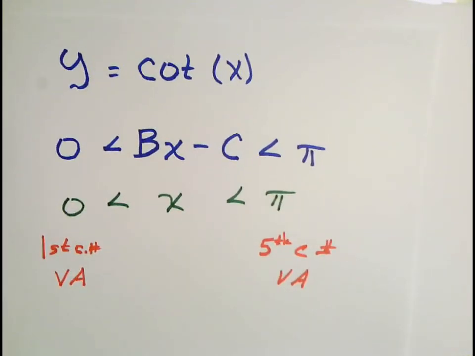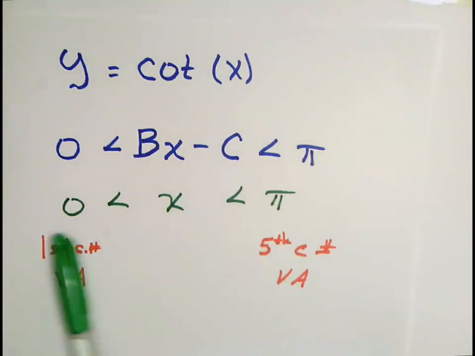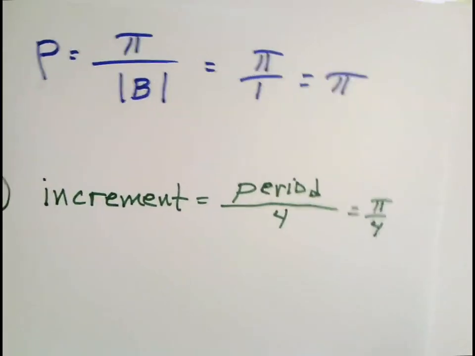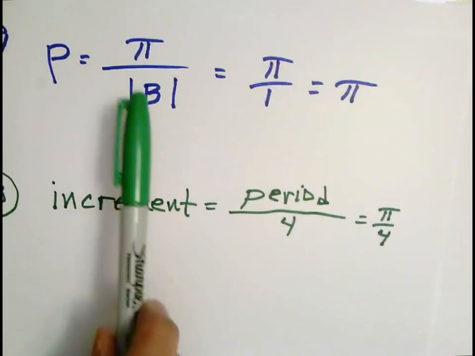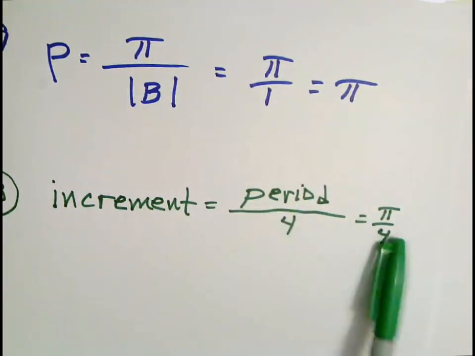So we're going to start off with y equals cotan of x. We only have the x, so we don't have to solve anything else. This is the first critical number, the 5th critical number, vertical asymptote, vertical asymptote. Step 2 will be finding the period. The period is, again, pi divided by the absolute value of b, which is pi. The increment is the period divided by 4, which would be pi over 4.